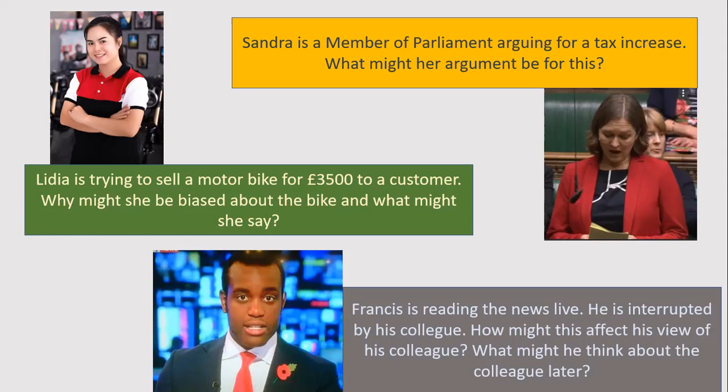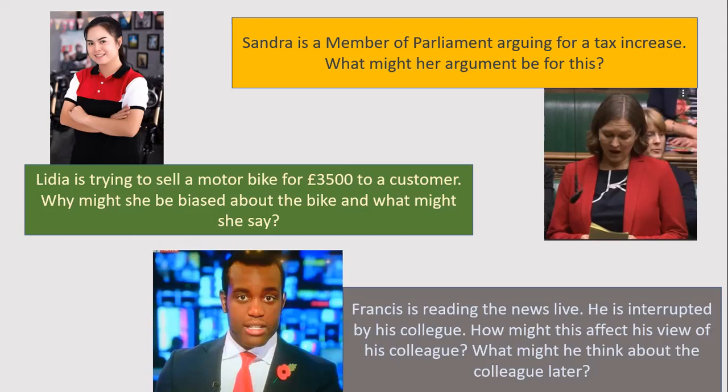Okay, so how did you get on? Well, if we're looking at these three, Sandra is a member of parliament arguing for a tax increase. What might her argument be? Well, obviously, there's a number of possibilities you could choose from, but we'd probably be looking for things like the fact that there's not enough money for the economy to go, there's not enough money for public services, there's not enough money out there to provide benefits. What Sandra would do is use a topic to help perhaps exaggerate her claim slightly there.